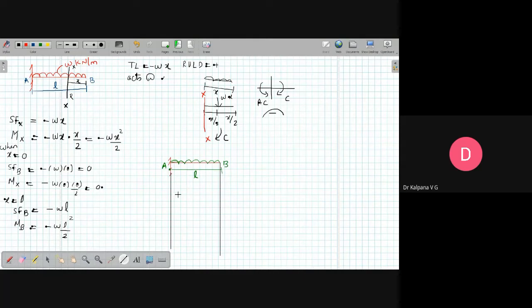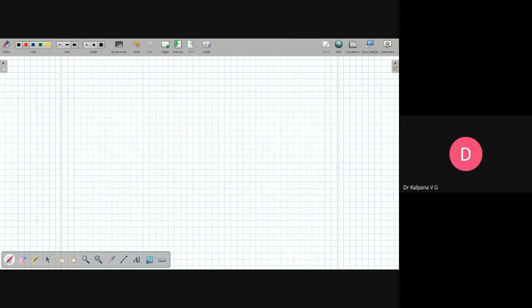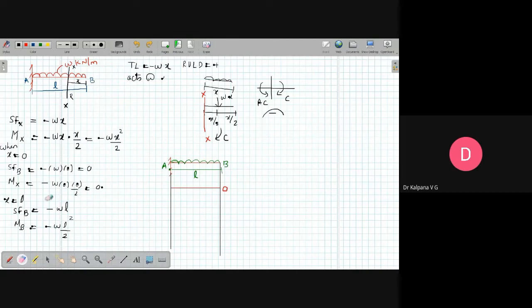So the shear force diagram will be, at B, it is zero, whereas at A, when x equal to L, both shear force and bending moment values are at A, MA and SFA. So shear force at A is WL. Again, it's a minus WL. So how to connect it?